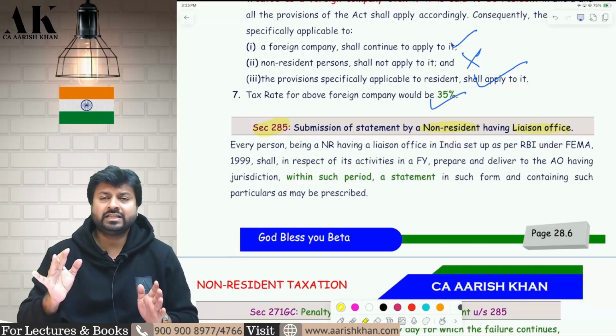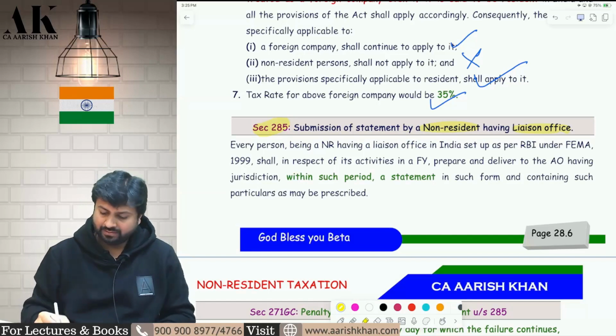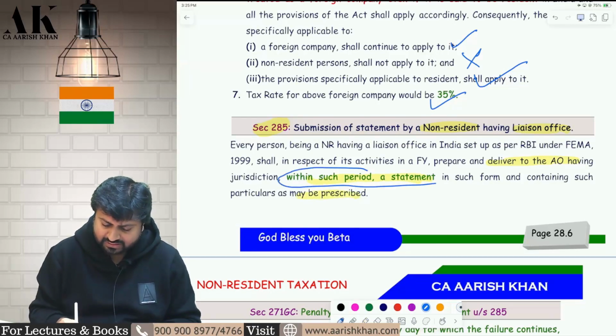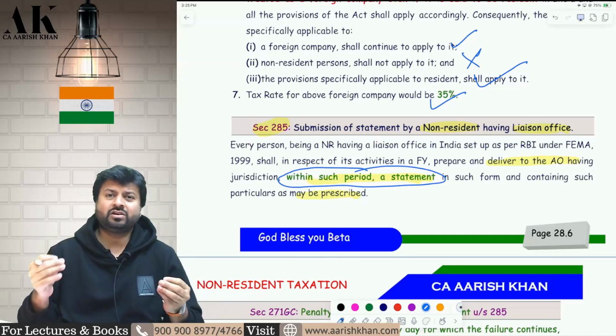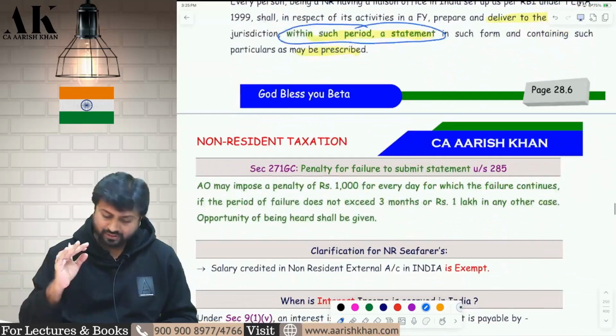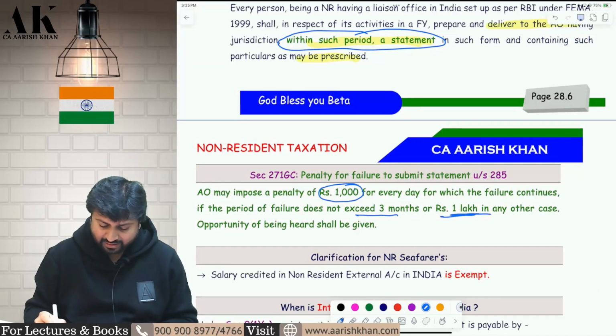Now, whatever they have done in the entire year, they have to give the details to the assessing officer within a prescribed time. The government has said they have to deliver a statement in such form as may be prescribed, within the prescribed period. Whatever activities the non-resident has done in the entire year in the license office, they have to give a statement of that. If they don't give the statement, they'll be liable for a penalty of 1,000 rupees for the first 3 months, and then later on 1 lakh rupees.